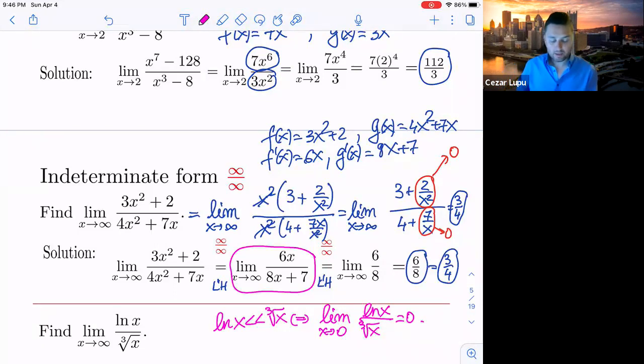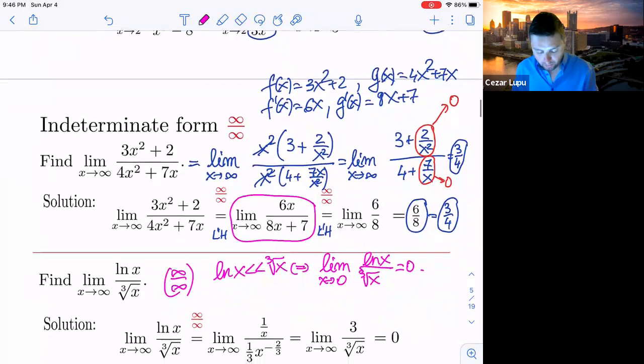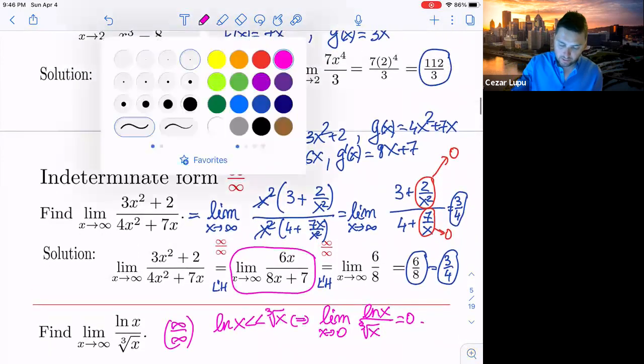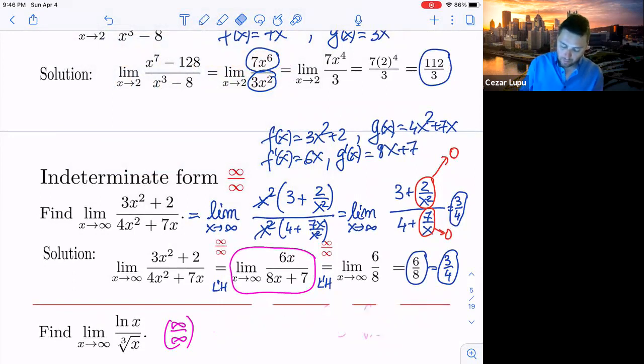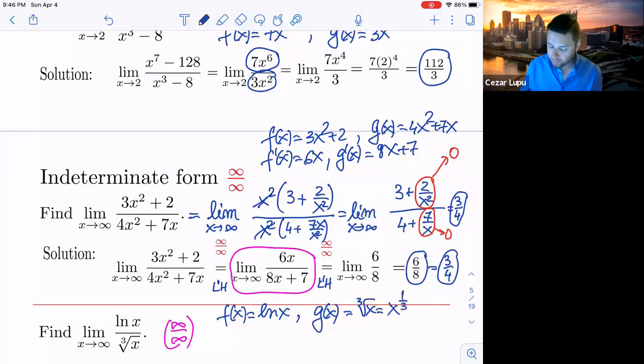Clearly we deal with the infinity over infinity indeterminate form, and now we can apply L'Hopital rule. So in our case, let me just state the functions. In fact, I can delete this here because we will prove this. So the functions are f of x is ln of x, and the function g of x is cube root of x, which is x to the power 1/3 if you want.